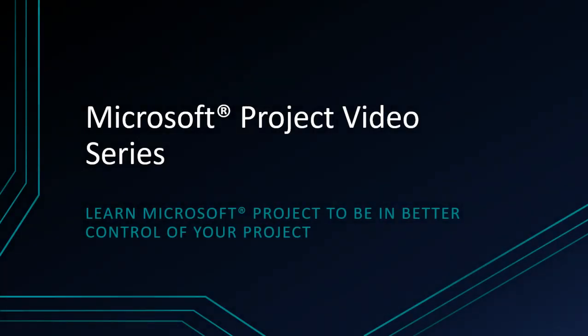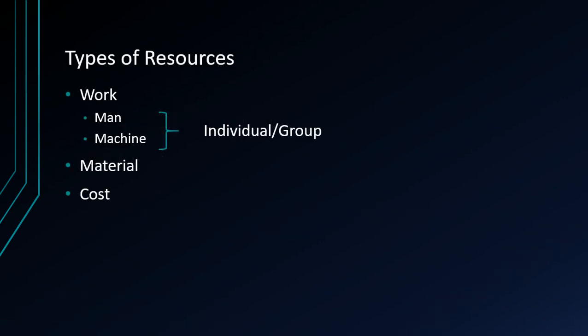Hi, in this topic we are going to now talk about how to set up your resources pool. So let's begin. When you talk about setting up resources in Microsoft Project, we can broadly set up three types of resources. We can call them work, material and cost resources.